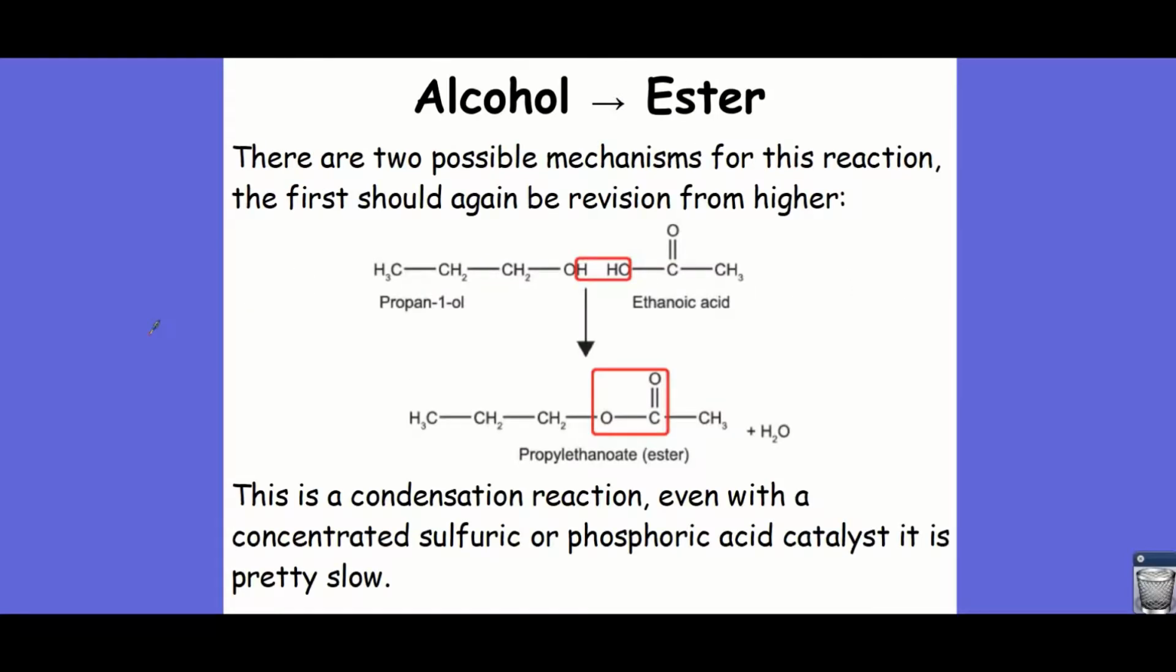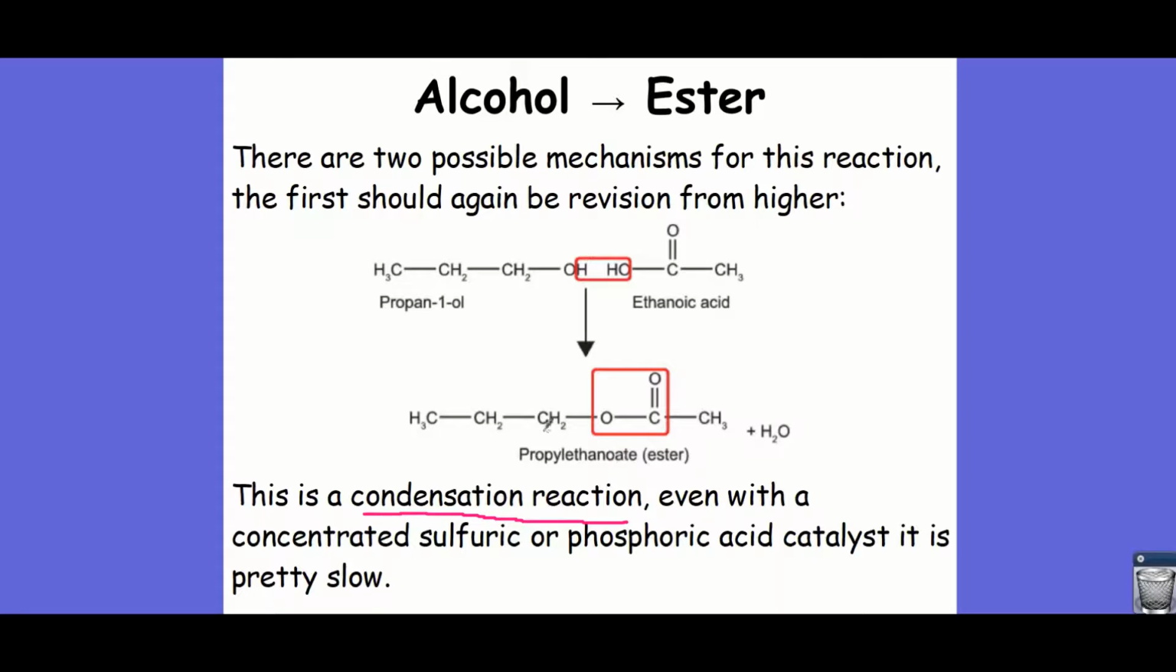Then the final reaction of alcohols that we're going to look at is in the formation of esters. You first came across this at higher, and so this should just be revision. So remembering that in order to form an ester, we take an alcohol and we take a carboxylic acid, and they undergo a condensation reaction.